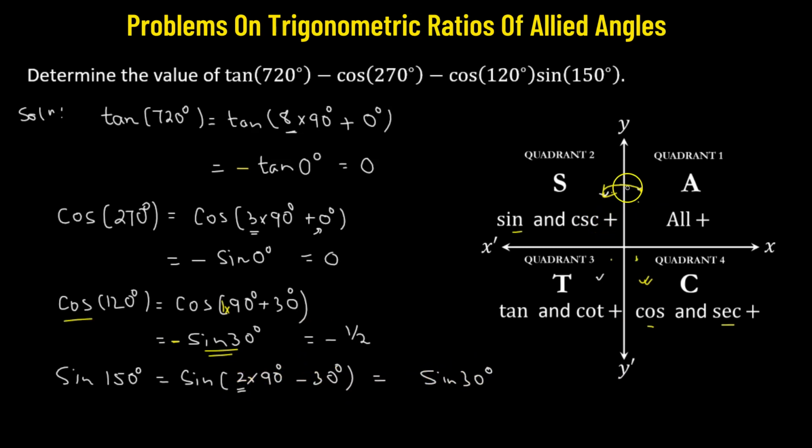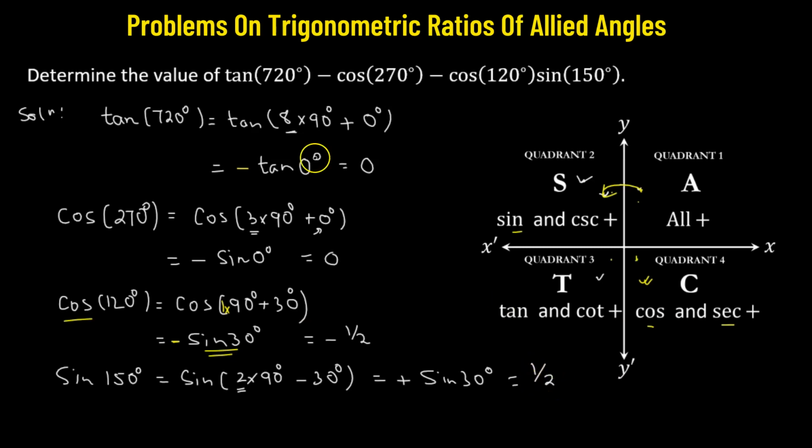The 2 times 90 means we are in the second quadrant, and we're subtracting 30 from it. But 30 is a very small angle, lying between 0 and 90, so we are still in the second quadrant. In the second quadrant, sine is positive, so we're going to get a positive value. This is going to give us positive half.